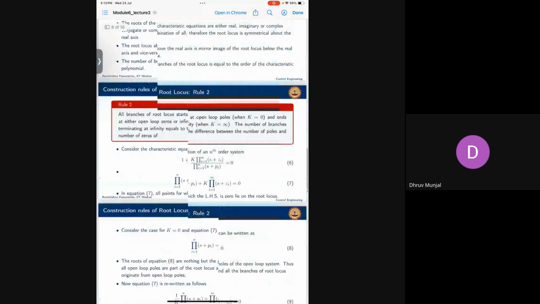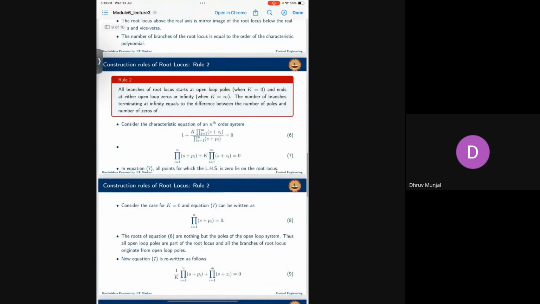This is rule 1. The second rule suggests the root locus always starts at open loop poles and ends at open loop zeros. Whenever you have a loop transfer function, you just see how many poles and how many zeros you have in your system. And the root locus will always start at the poles and end at the zeros. For example, you have 3 poles and 3 zeros. So all the root loci that start at open loop poles will end at open loop zeros.